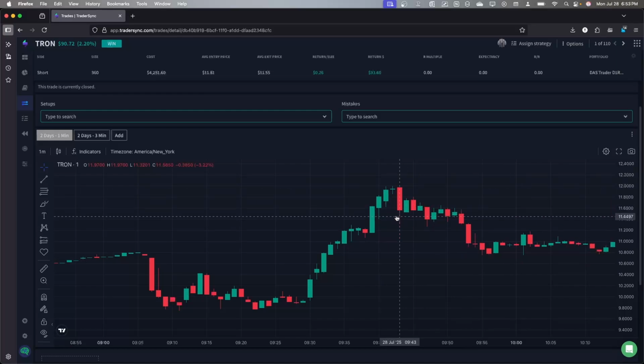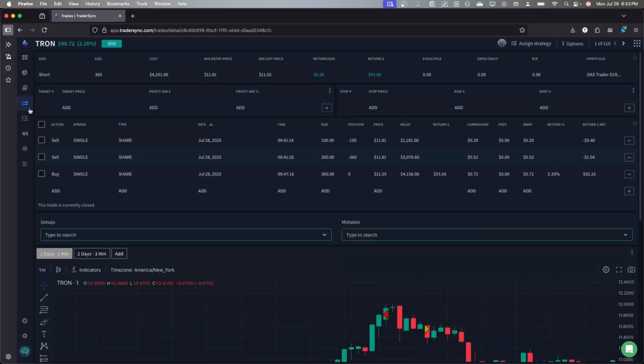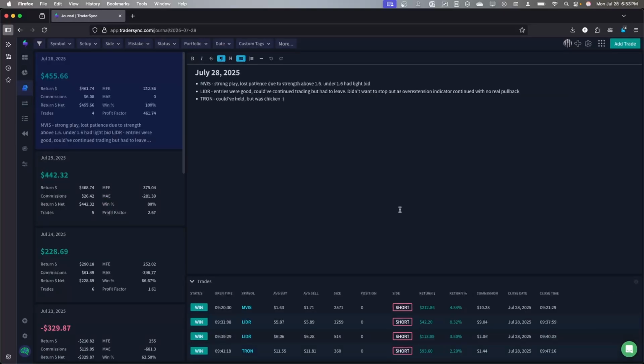So, it started chopping a little bit above 11.55, and I put my order there. But my target was actually at 11.31, so I missed out on like $100 for this trade. But overall, pretty solid day. I think I need to continue being patient, but I think that I played LIDR well overall.